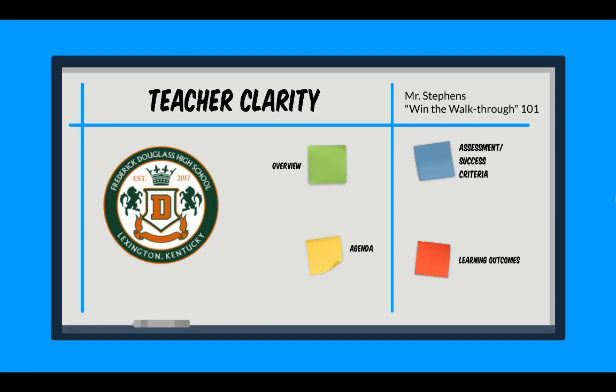This is the second in a video series called Win the Walkthrough, in which we look at walkthrough questions in much more detail. Today we are looking at the first three questions on the walkthrough document that entail the learning outcome, the assessment criteria or success criteria, as well as what activity students are doing and whether or not that activity aligns with the learning outcome.